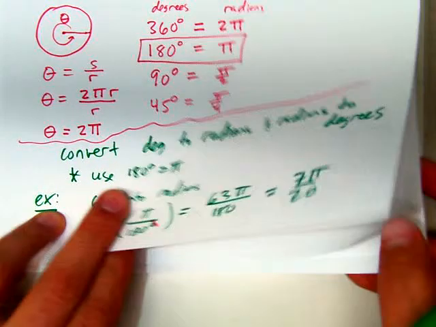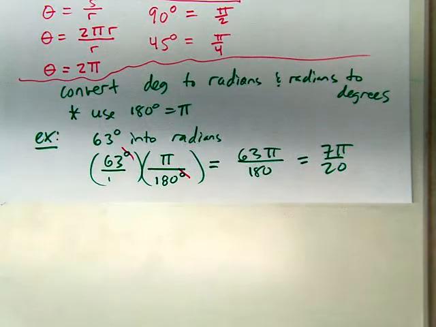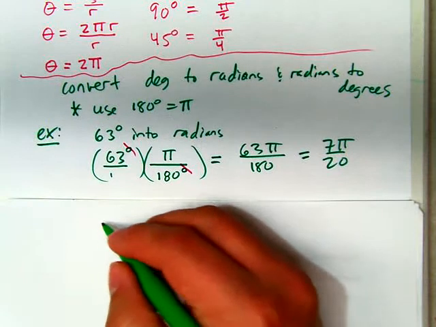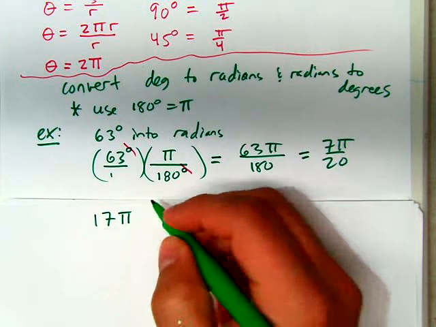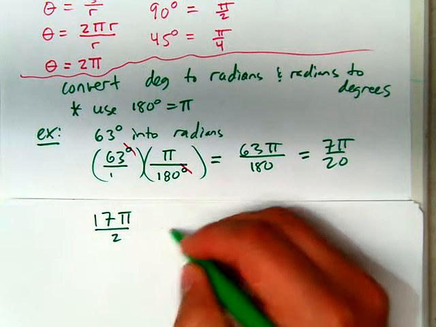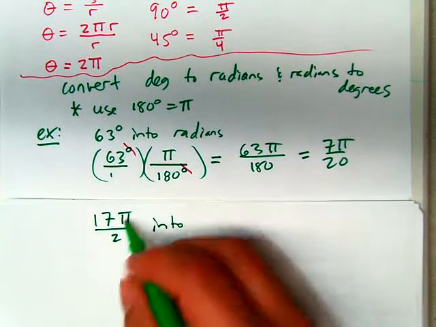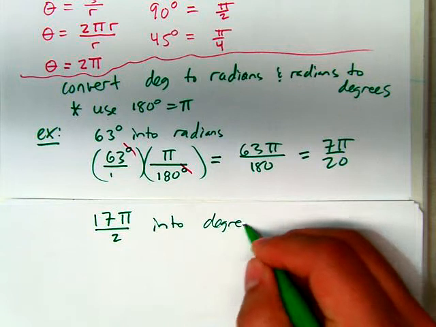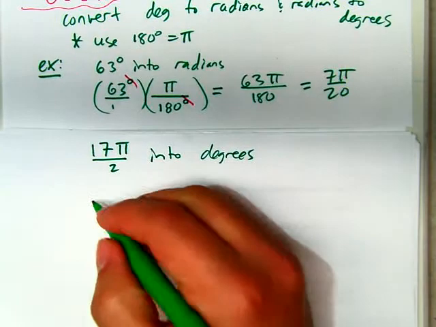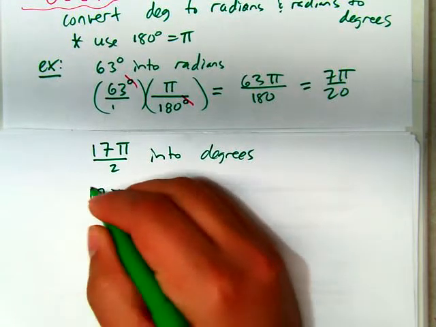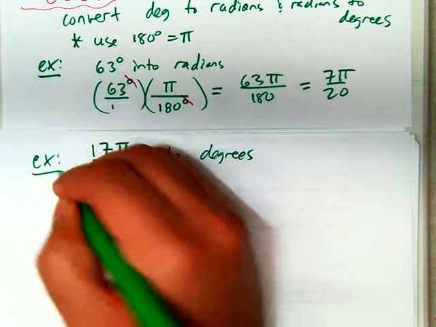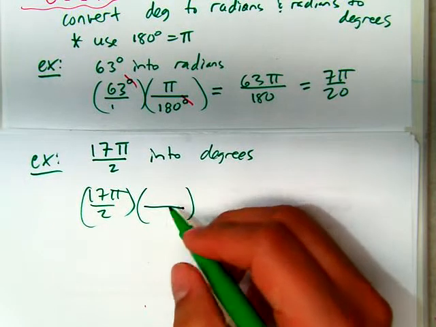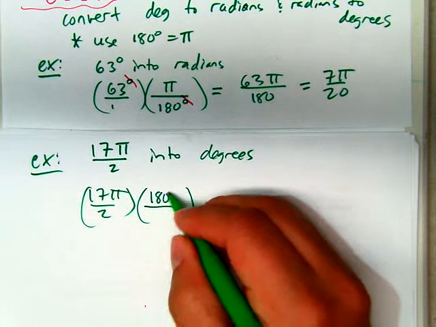Okay? Another example going the other direction. Let's say we wanted to convert 17 pi over 2, which is currently in radians since there's no degree symbol here. So let's say we wanted to convert that into degrees. So we do pretty much the same thing. Take 17 pi over 2, and our conversion is that there's 180 degrees in pi radians.